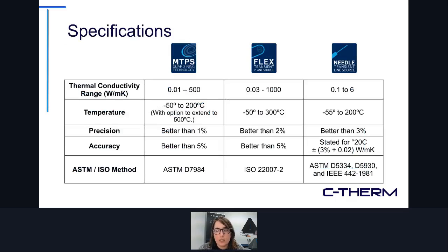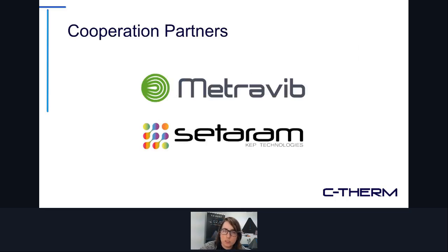For each of the techniques, there's a different range of thermal conductivity and temperature operating range, as well as different precision specifications and standardized testing methods. So this gives you a summary of the options in terms of their thermal conductivity capabilities and their temperature ranges.